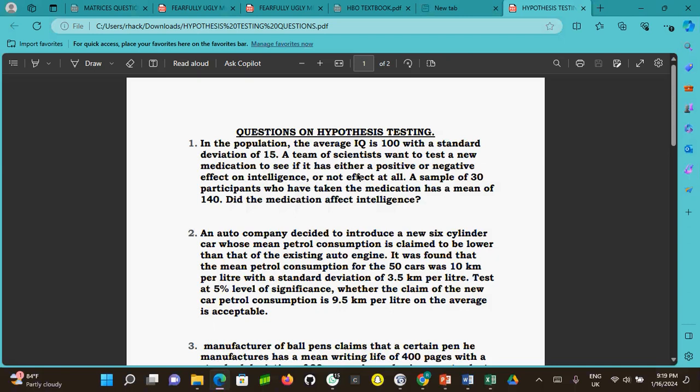Two tail, and then we're going to apply the normal distribution.